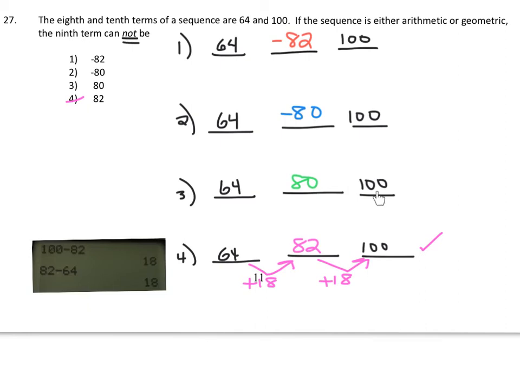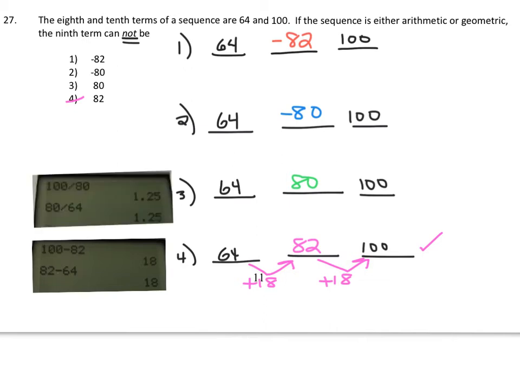So let's work our way backwards. Let's divide. Okay, so when I did 100 divided by 80, I got 1.25. When I did 80 divided by 64, I also got 1.25. So what that means is this is geometric. To get from one term to the next, I'm multiplying by 1.25, okay? So that's a consistent rule. So this is geometric, and this one checks out. So choice 3 is not the answer.